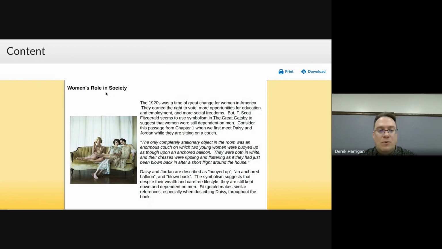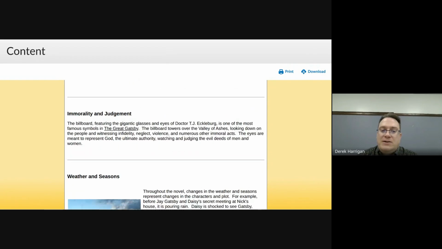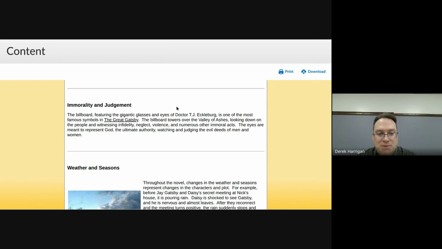Okay, because the role of women in society is something that F. Scott Fitzgerald was very interested in. If we take a look, immorality and judgment: the giant glasses and the eyes of Dr. T.J. Eckleburg in the Valley of the Ashes. We will see this billboard with these giant glasses advertising for an eye doctor. We saw it earlier in the book in chapter 2, and you will see it again in chapter 7, which you'll be reading today.